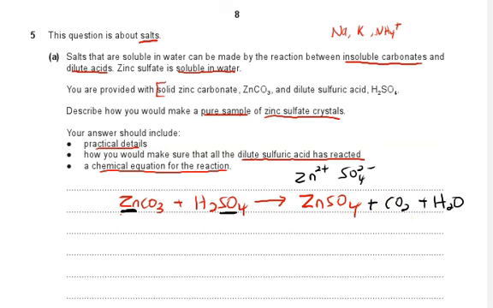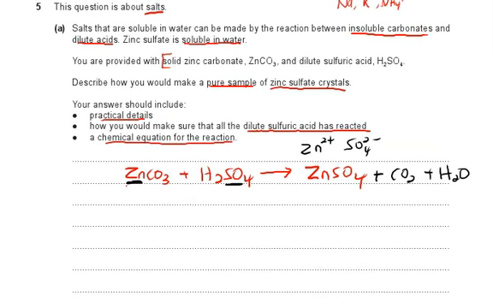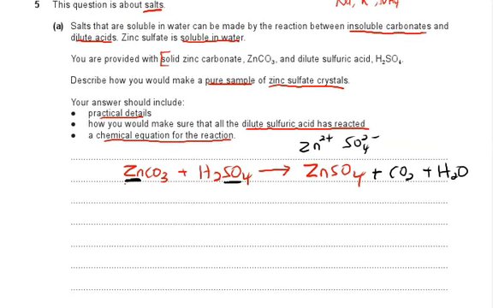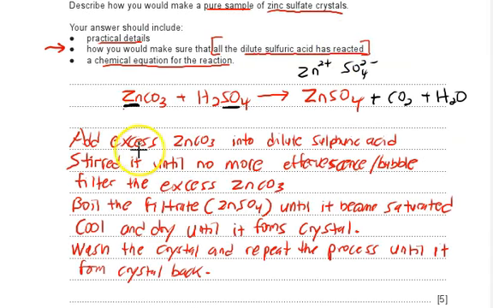Okay, after the equation, now we are going into more detail here. As you could see, they are asking the second point here, how you would make sure that all the dilute sulfuric acid has reacted. So what you have to do here is, okay, this is the complete answer. The first point here: add excess zinc carbonate into dilute sulfuric acid. It answers this question.